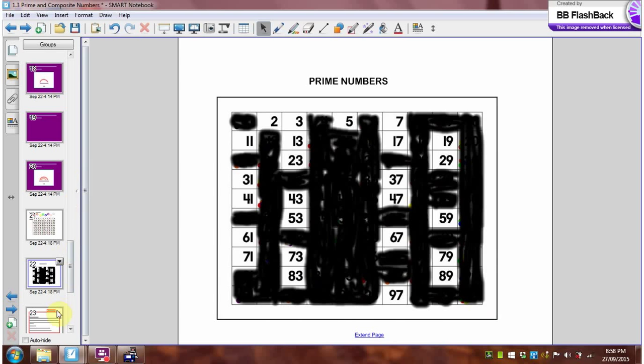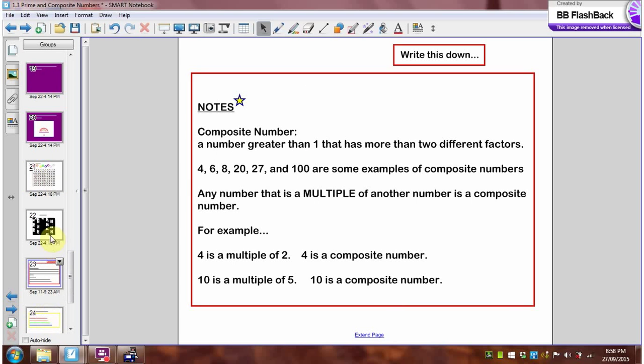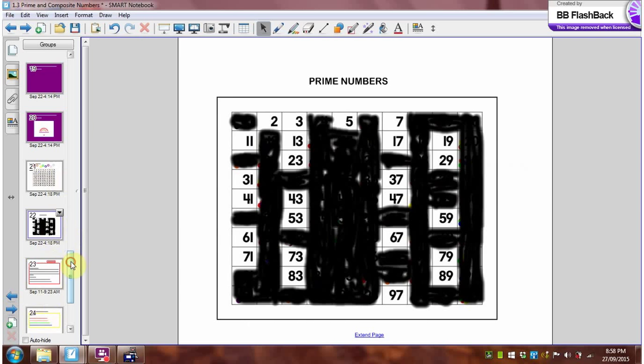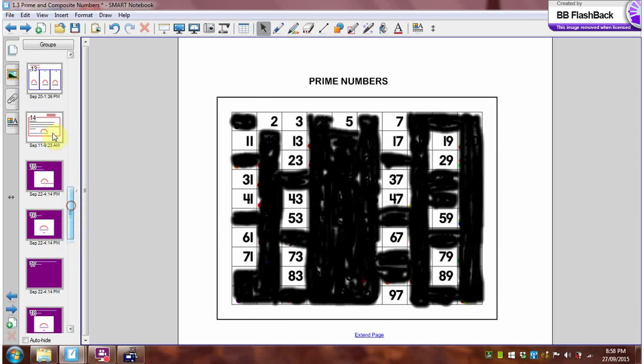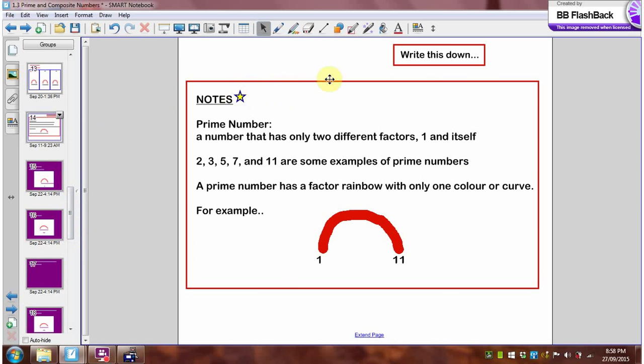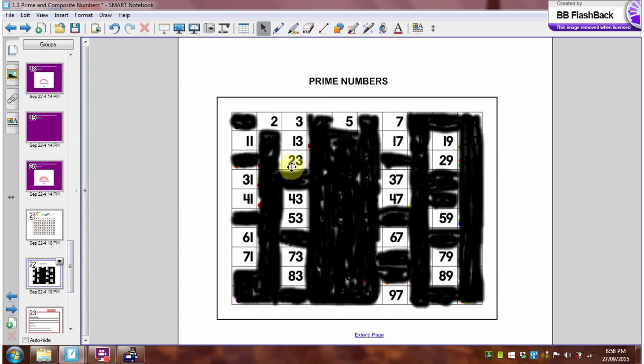Okay, so with that being said, let's make a note of that. Sorry, we already made a note of that up right here. So let's just review that. No need to write this down. You've already written it down. A prime number is a number that only has two different factors, 1 and itself. Okay, prime numbers.